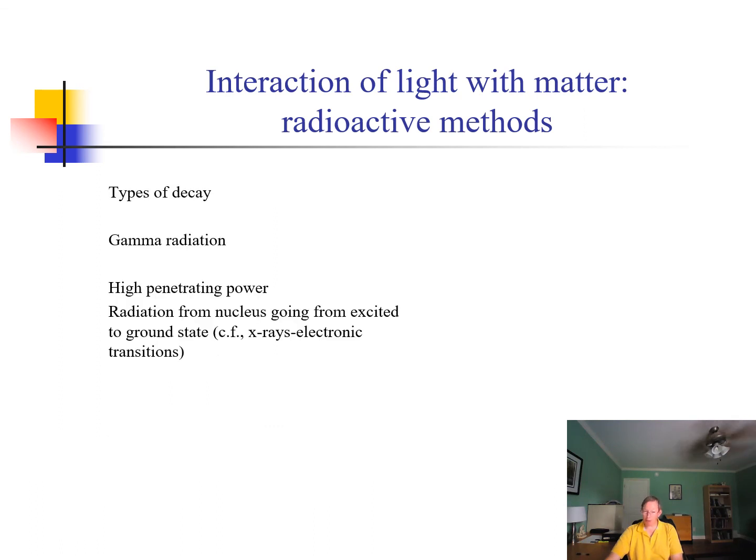A very typical type of decay is gamma radiation. Gamma radiation is when a nucleus goes from an excited to a ground state. This is different from, let's say, X-rays, where I'm talking about electronic transitions, electrons going, not a nuclear transition, which is even more energetic. Since these gamma rays penetrate very, very deeply, you have to wear shields.